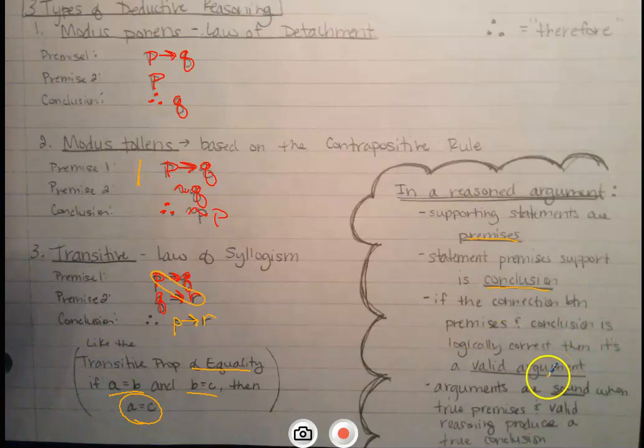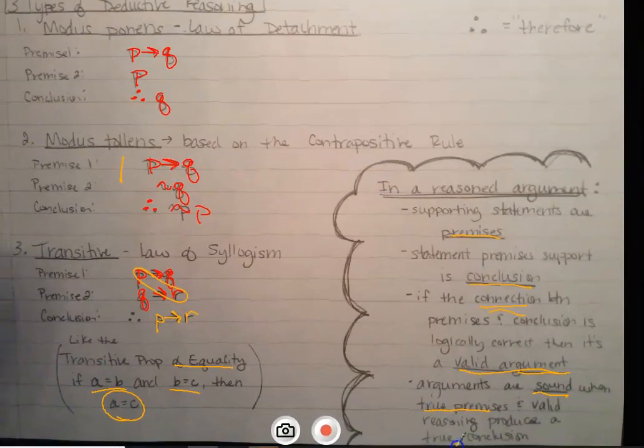We're going to look at some of these today, these valid or invalid arguments, and make those decisions. The premise and the conclusion have to be connected. If they're connected correctly, then it's valid. We're also going to talk about soundness. Arguments are sound when true premises and valid reasoning produce a true conclusion. So we have to have true premises and a true conclusion to have a sound argument.